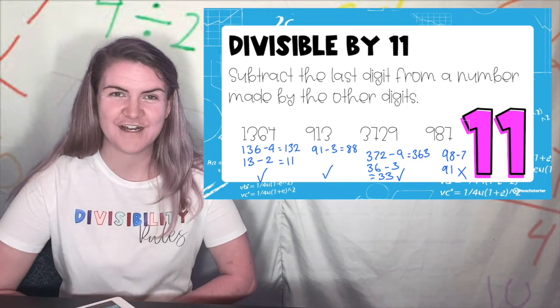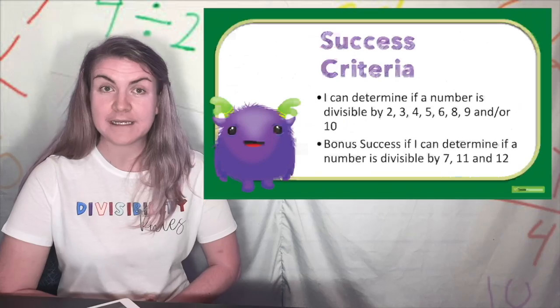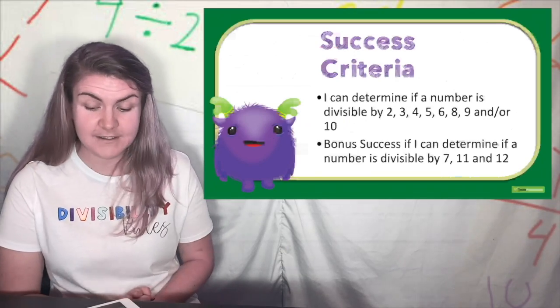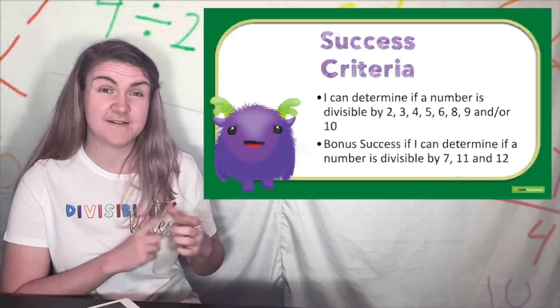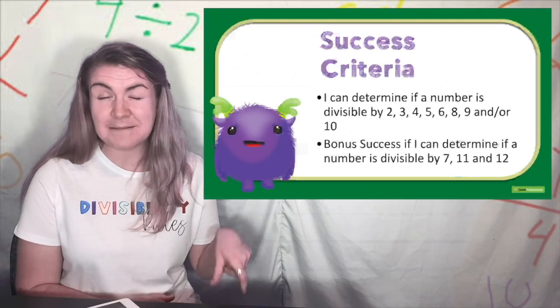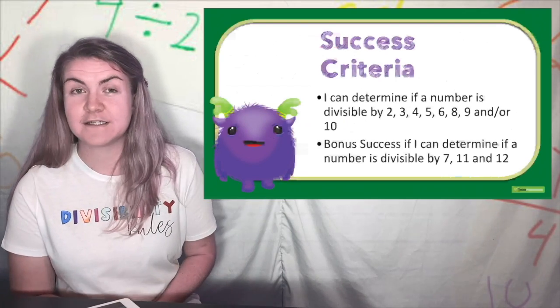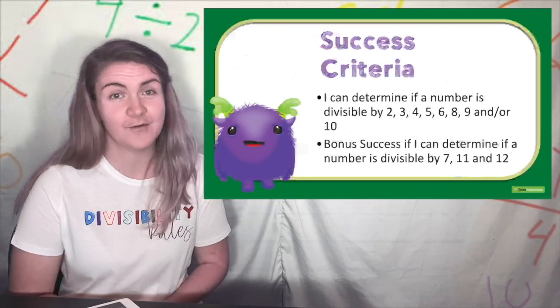Can't go into 987. I hope now you can easily determine if a number is divisible by 2, 3, 4, 5, 6, 8, 9, or 10, and maybe even sometimes figure out if it's divisible by 7, 11, and 12 without tricky rules.